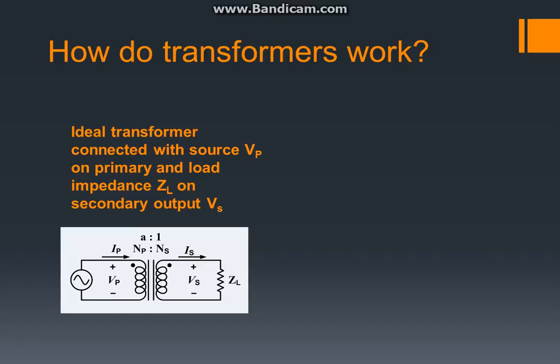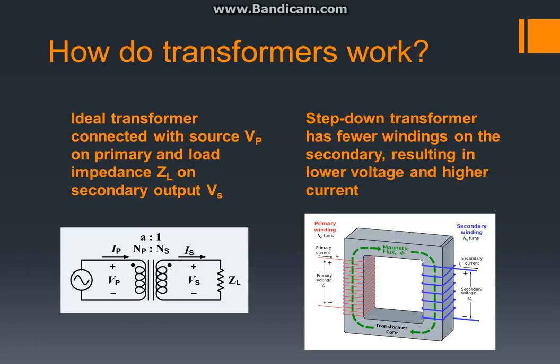If the number of windings are the same, is the voltage the same? Yes. Okay, so this is an example of a step-down transformer, and it has fewer windings on the secondary, which is right there, resulting in a lower voltage and higher current.